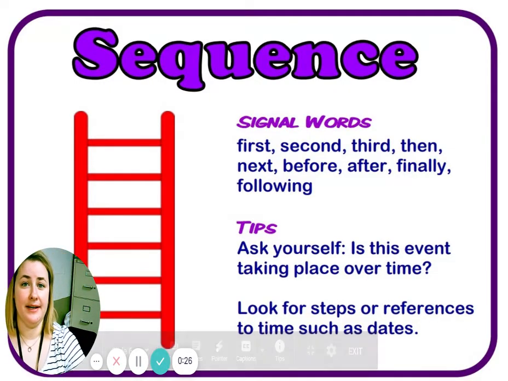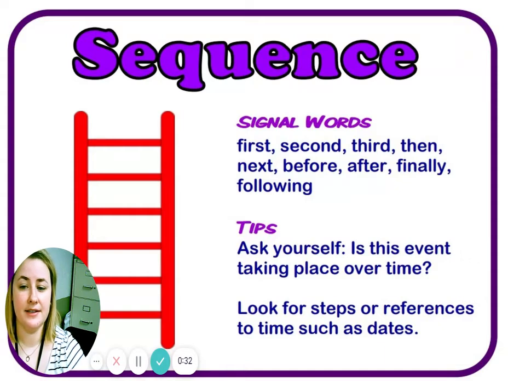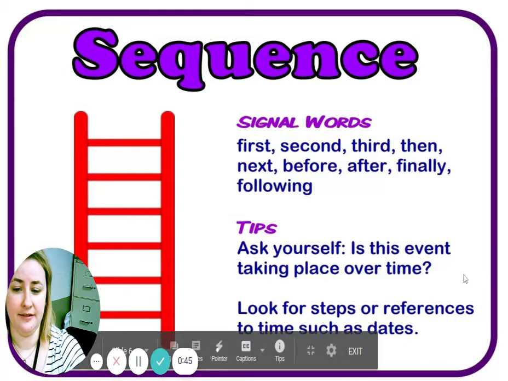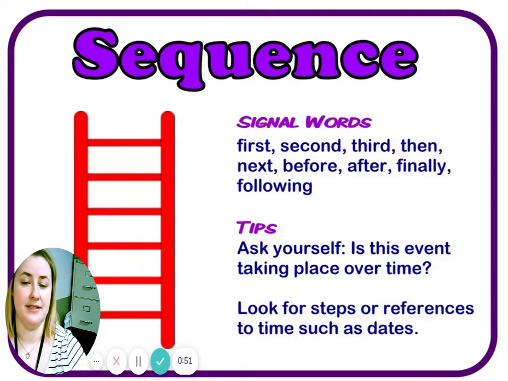So for sequence, which is chronological order, there are some signal words. So we have first, second, third, then, next, before, after, finally, and following. So to identify sequence as your text structure, you're going to ask yourself, is this event taking place over time? So look for steps or references to time, such as dates.